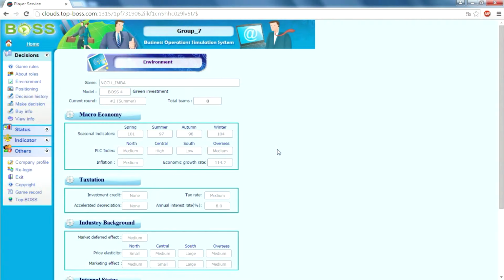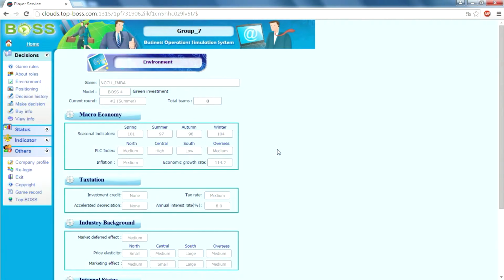And also we have the annual interest rate at 8%. That means for every quarter, your interest rate is 2%. Later on, you will make financial decisions. You can decide to borrow money from the bank. If you do this, you pay 2% quarterly interest.